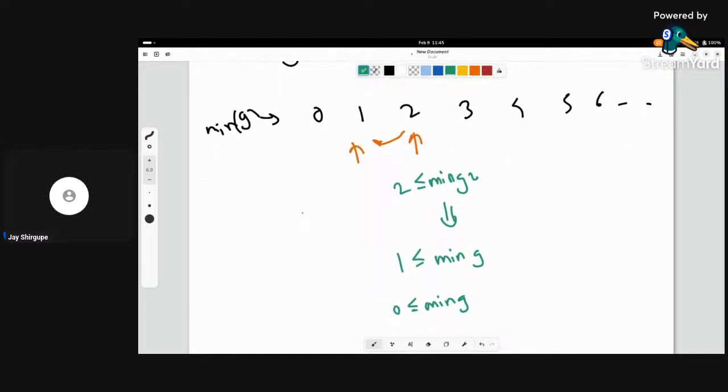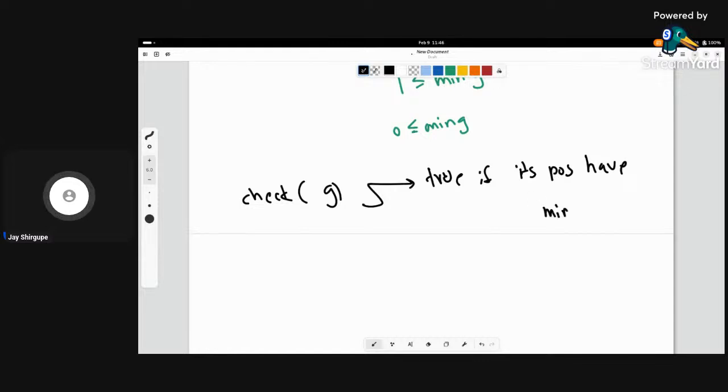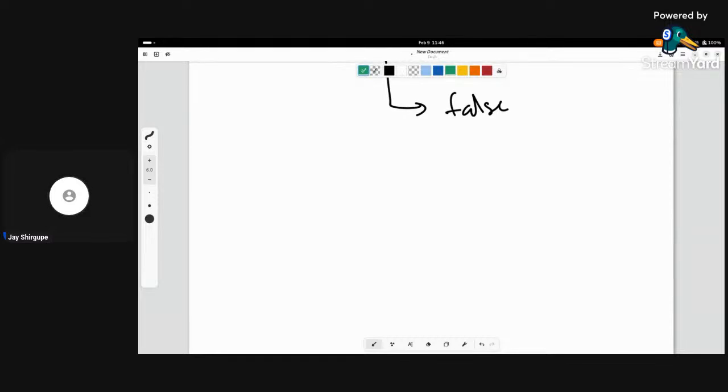So let's say you have defined a check function of x. Basically this returns true if it's possible to have the minimum value of G after some moves greater than or equal to x. Otherwise, it returns false.